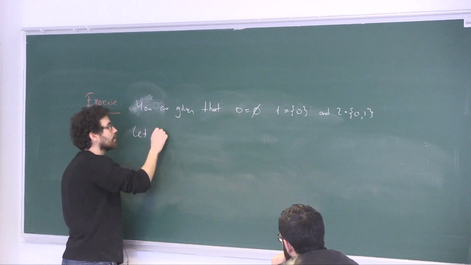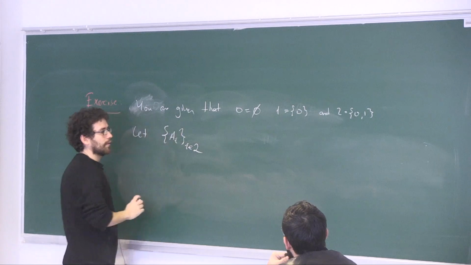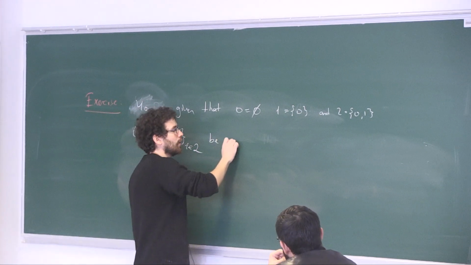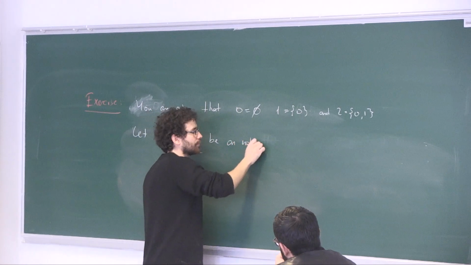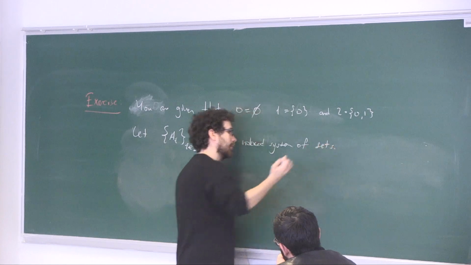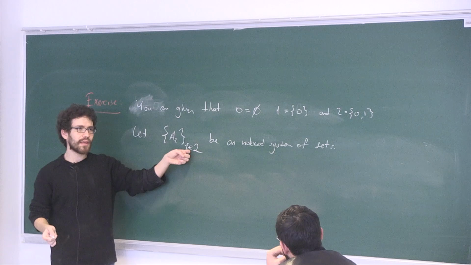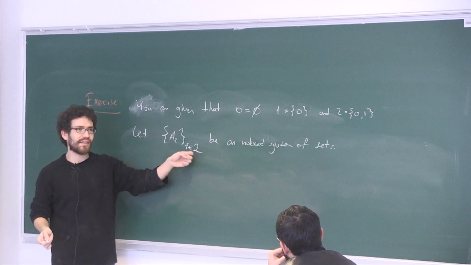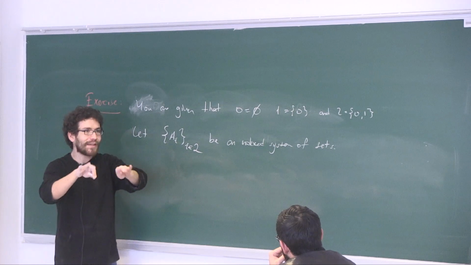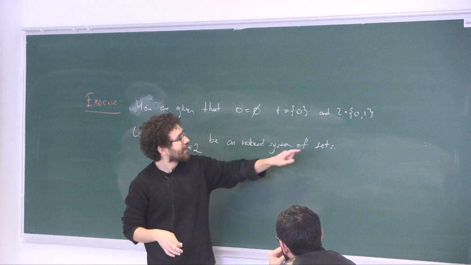Let A_i, where i changes in 2, be an index system of sets. Now, this is something new. I don't think that in any other class you've seen this. Something belonging to a number. Well, in this course, anything can happen, as long as it's not a contradiction.